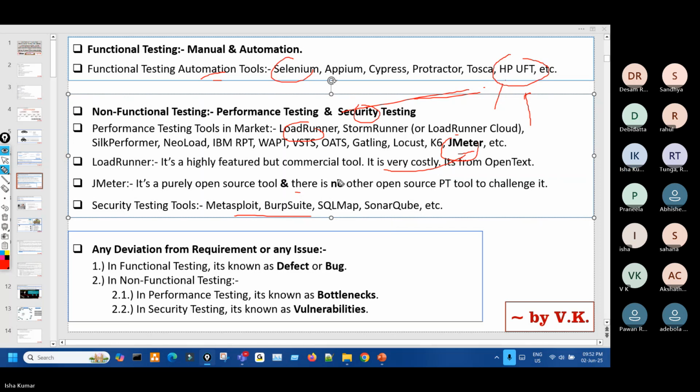Now, next thing, these are some terminologies. We will be calling them again in upcoming sessions, so do not worry about them, like defect, bug, this, that.